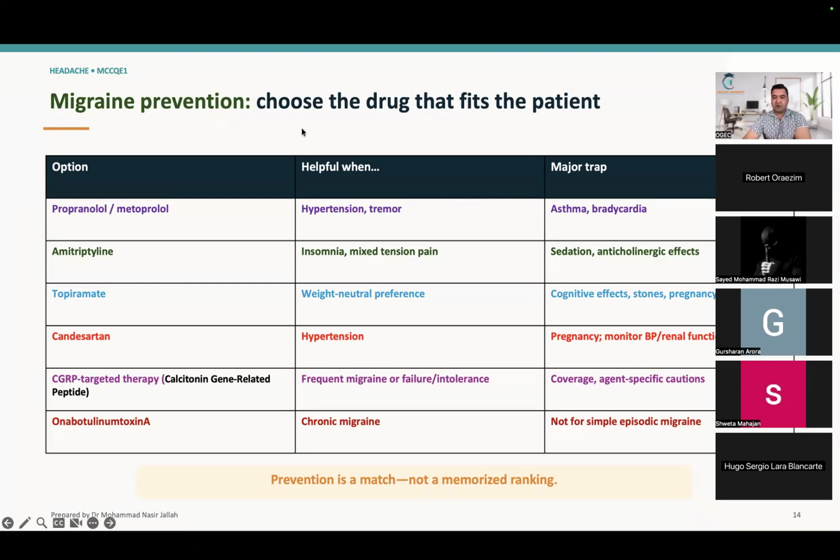For example, your patient has hypertension and tremor plus migraine. When I say migraine, I mean the migraine that needs preventive treatment. Frequent, disabling, prolonged, cannot be controlled. So for that, we use propranolol or metoprolol. Hypertension is also controlled, tremor is also controlled, and migraine can also be controlled. But the major trap is if they mention asthma and bradycardia, then it is going to be a bad choice.